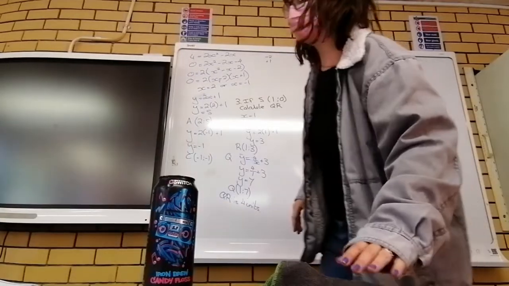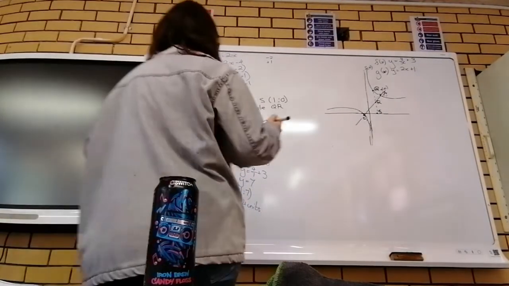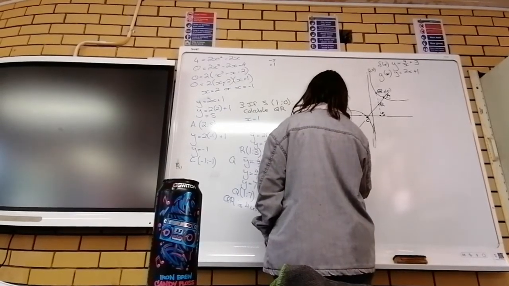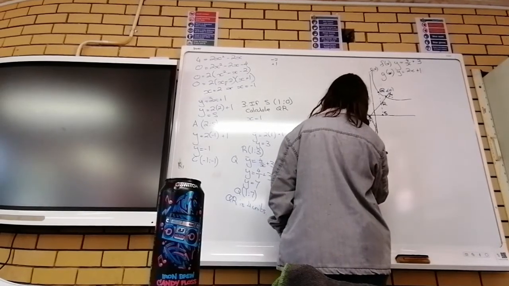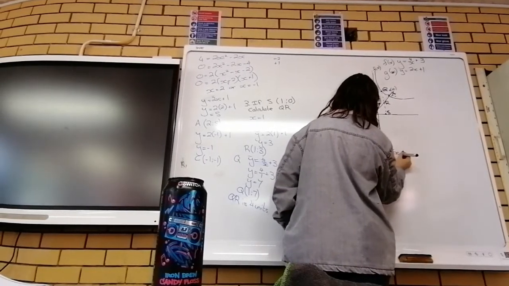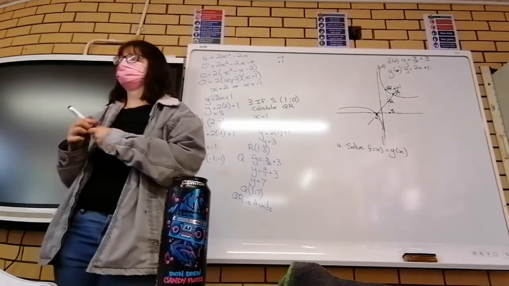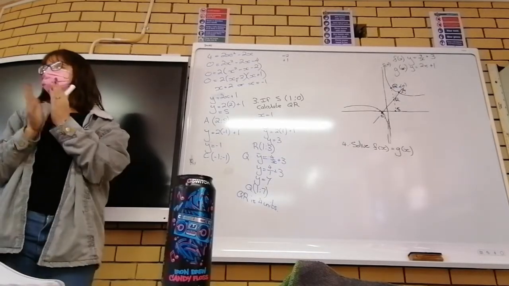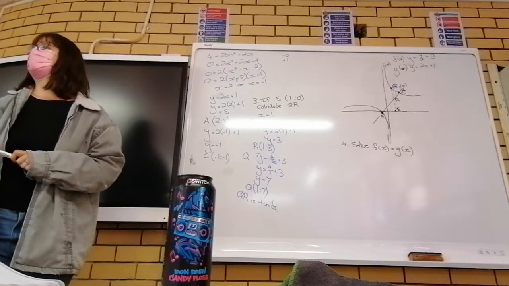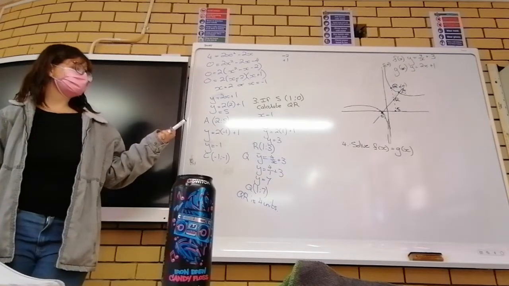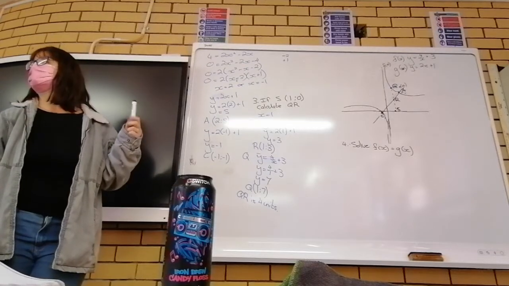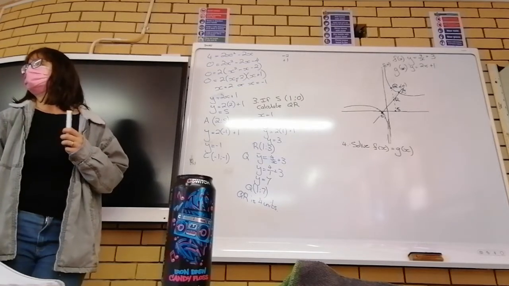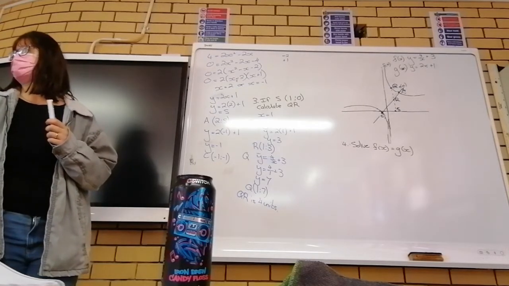Alright, so now if I say solve this question 4. Solve f(x) is equal to g(x). What are they asking me to do? Find the points of intersection of the two graphs. Do you see how this equation, solve for f(x) is equal to g(x), is the same as saying find the points A and C? Do you see how that is the same question?